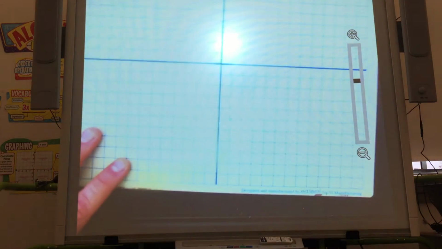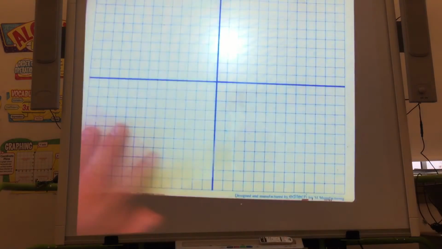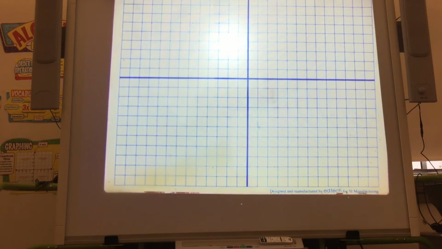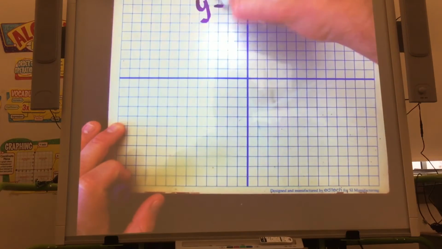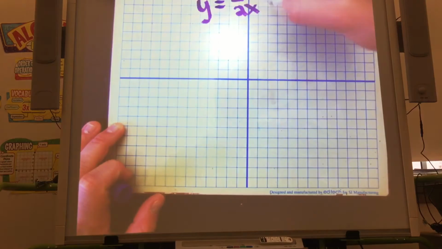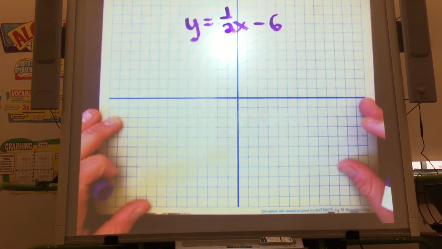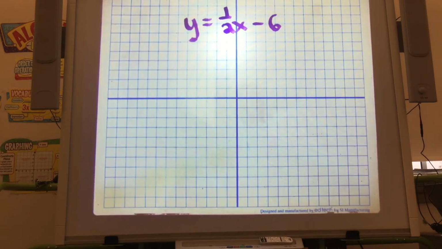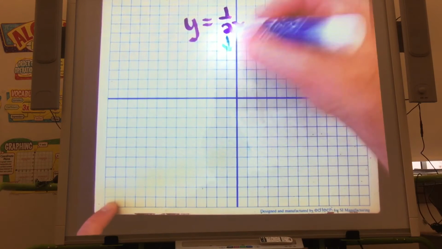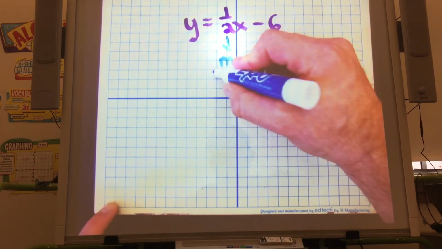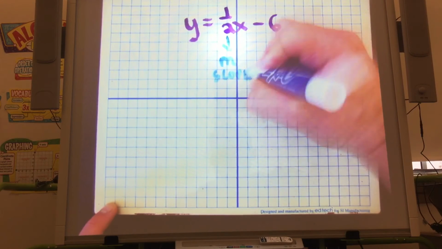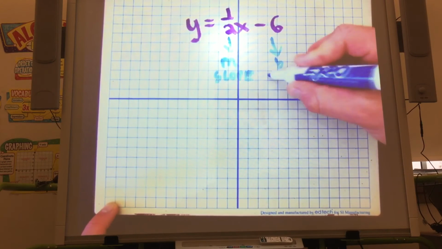Okay? Now, to graph it, I'm going to walk through these steps again. Here's my coordinate grid, my grid board, if you will. What I'm going to do, and I'm going to use the color coding, is begin with the y-intercept. So here's what I know. I know that this is the slope, okay? And I know that this, b, is the y-intercept.